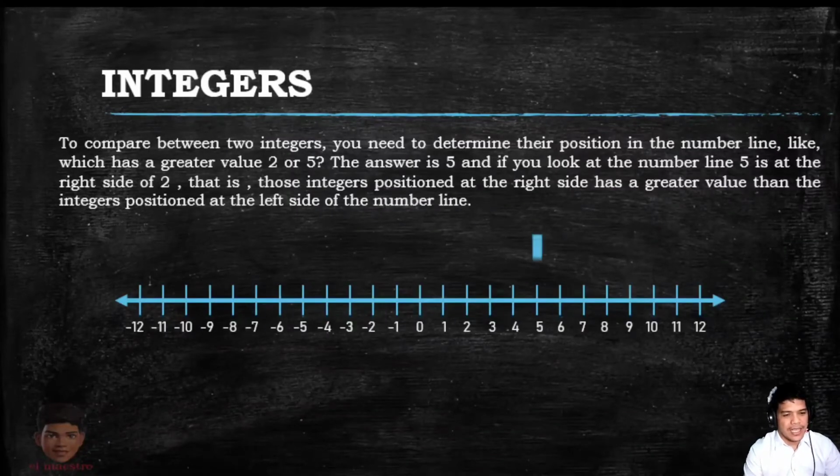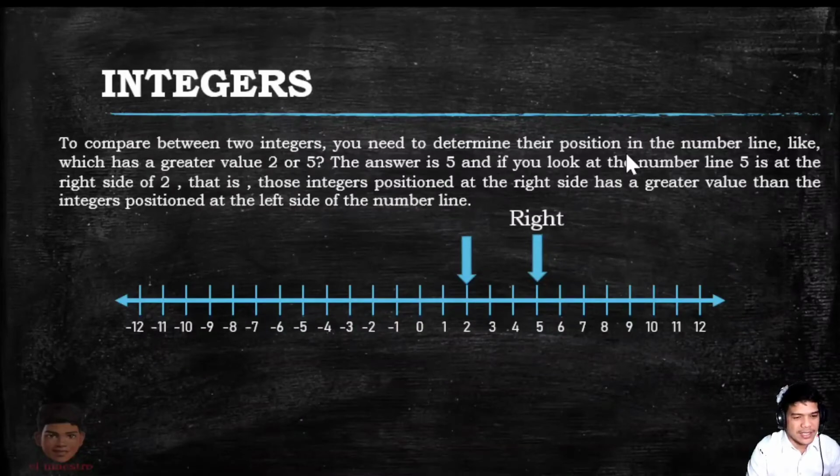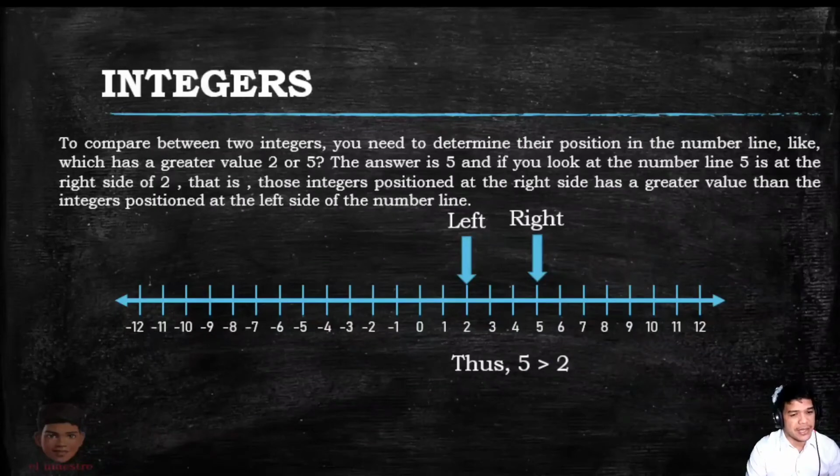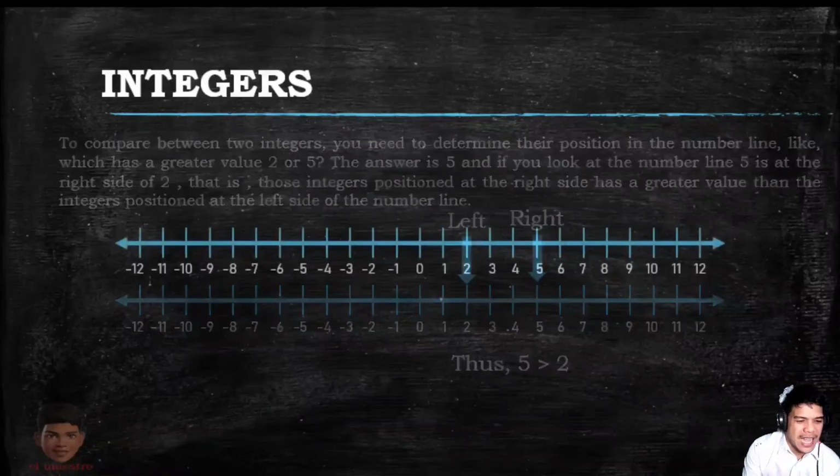Okay? So, let's locate 5 sa number line and 2. And sabi dito, if you see this, those integers positioned at the right side have greater value than integers positioned on the left side of the number line. Sa dalawang to, ano yung mas nasa right? Diba 5? 5 is on the right and yung 2 nasa left. So therefore, 5 is greater than 2. Okay? Ganun yun. Pero syempre, alam na natin na mas malaki talaga yung 5 compared sa 2.